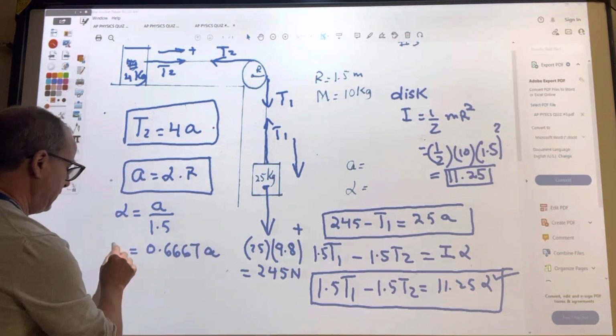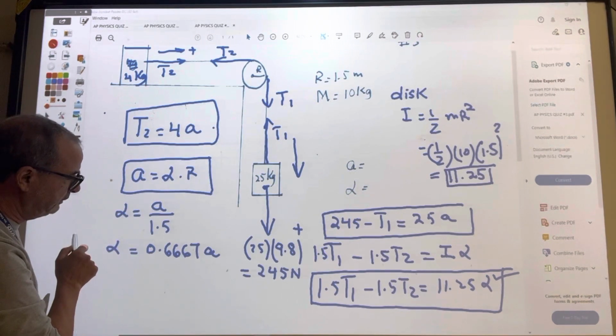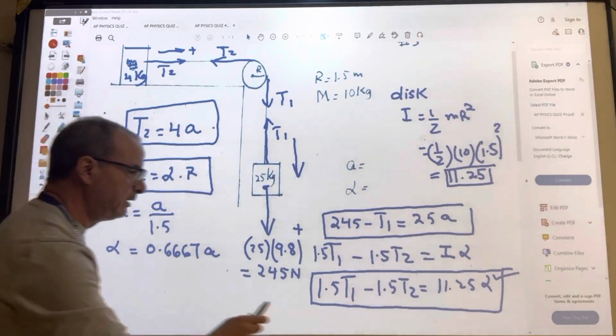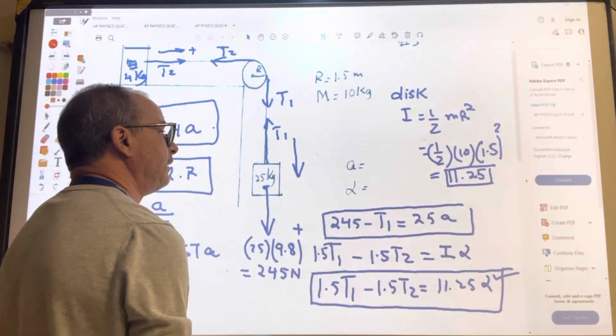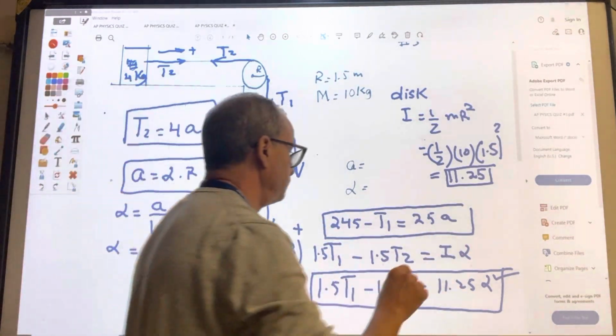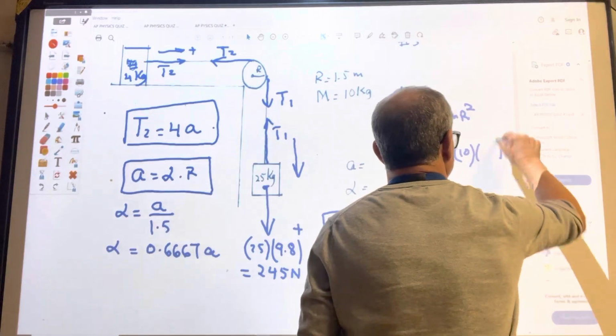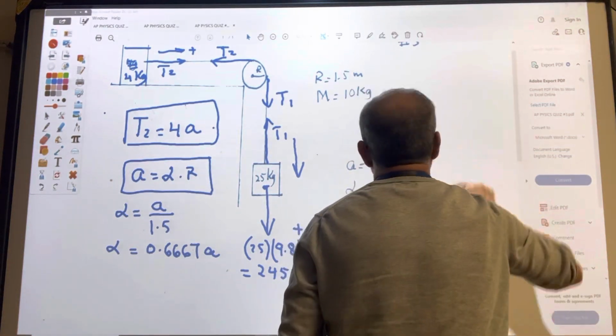0.6667, that's the alpha, because this is like 1 over 1.5. All right, and then you just plug in that alpha in this equation here. So let's do that. I'm going to erase this stuff here that I don't need anymore. I'm telling you, a lot of this stuff is algebra.